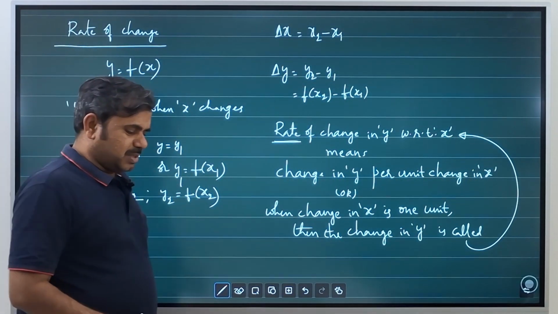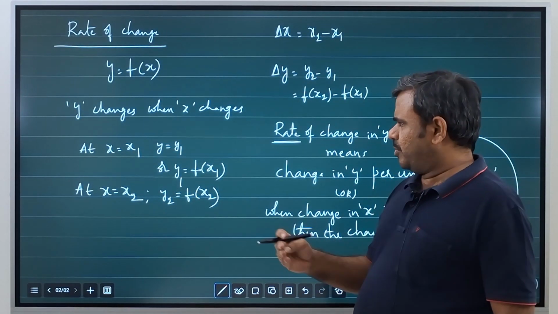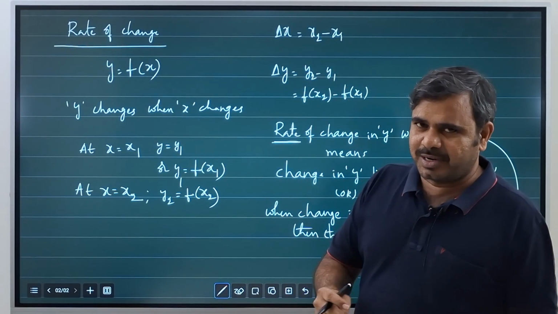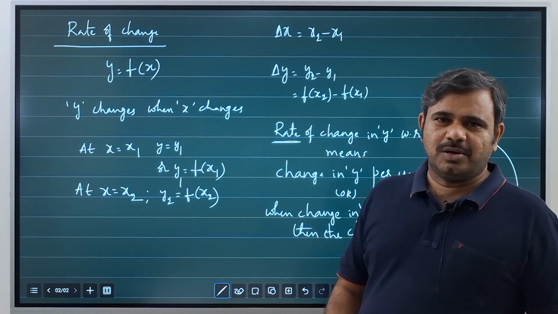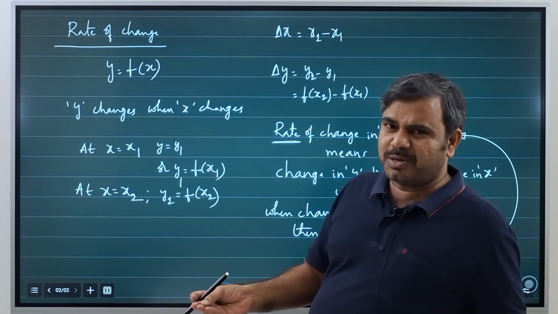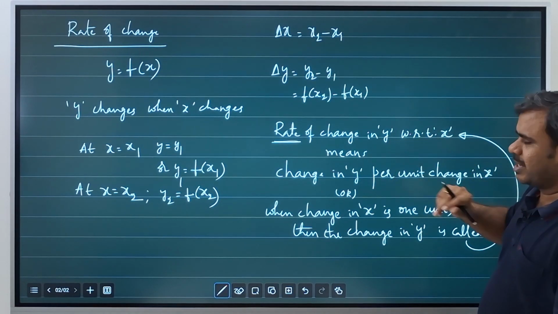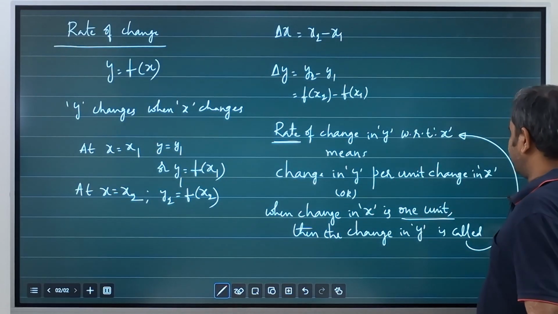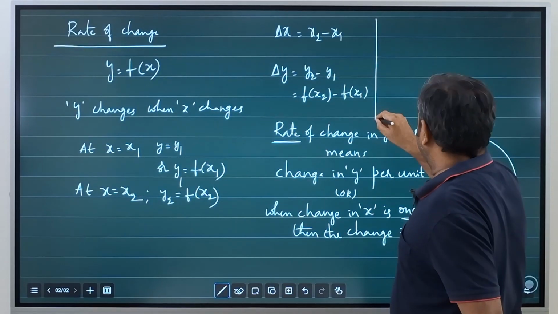So rate means per unit. If you go to a shop and want to buy a pen and you ask the rate, the shopkeeper tells you the cost of 1 pen, right? The cost of 1 unit is the rate. In economic terms, rate means cost of 1 unit. Similarly here, rate of change in y with respect to x means change in y when the change in x is 1 unit. I'll give you an example.